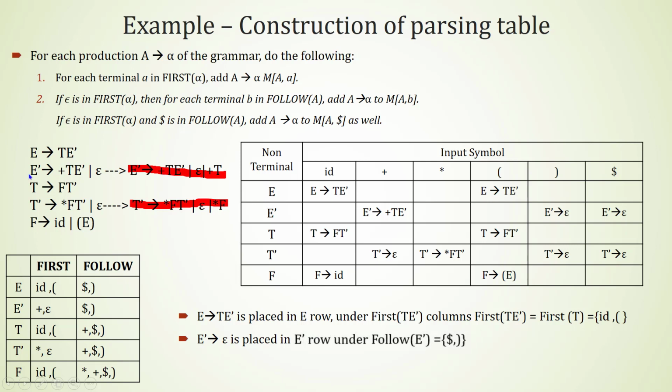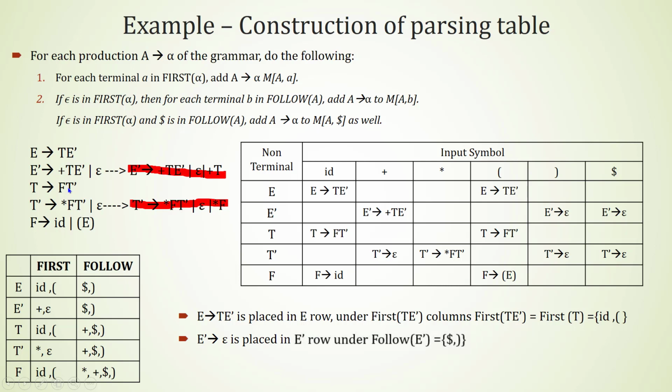Similarly, I have another production, E dash gives plus T dash. This production is going to be placed in the second row, that is the E dash row. Where will it be placed? It will be placed under first of plus T dash, which is nothing but plus. So under plus I am going to place E dash derives plus T dash. Another production, E dash gives epsilon, we will consider later. All the epsilon productions will be considered later. So I am moving to the next production.